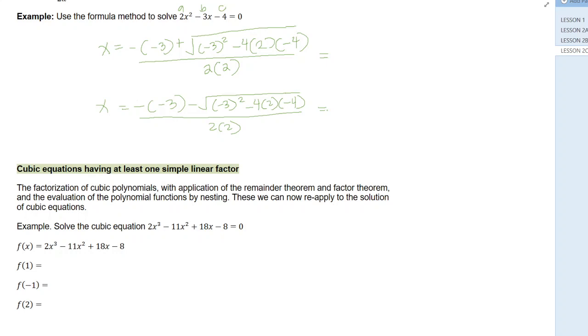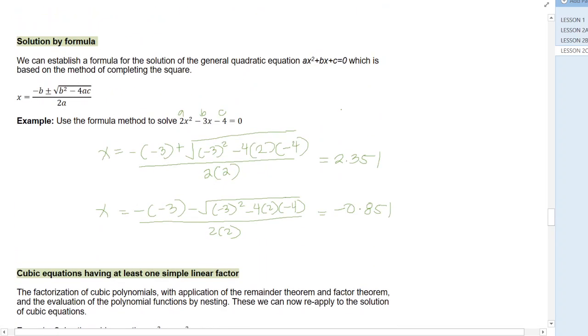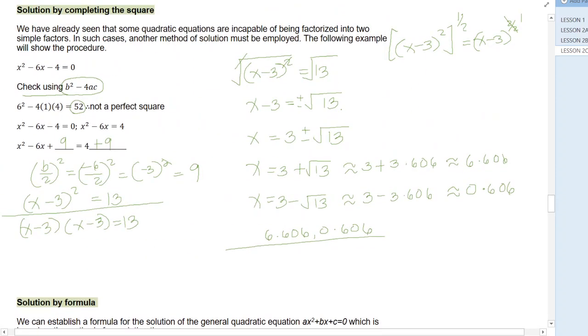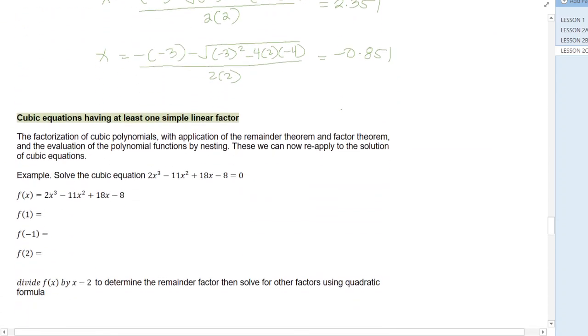That is already 4. So that is approximately 2.351. And the other one, if we change the sign, that is negative, that is also equal to negative 0.851. Okay, so the roots are 2.351 and negative 0.851. So if you can factor that one, you may use your quadratic formula or completing the square.